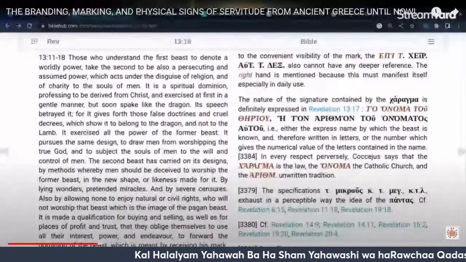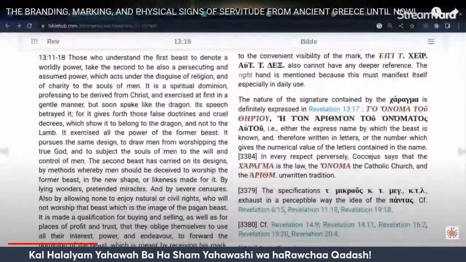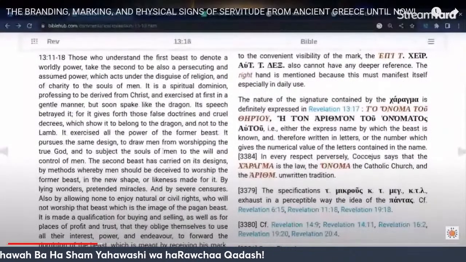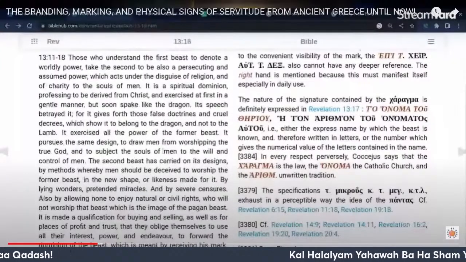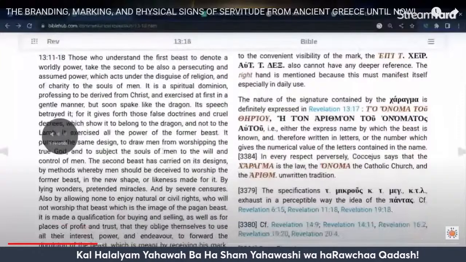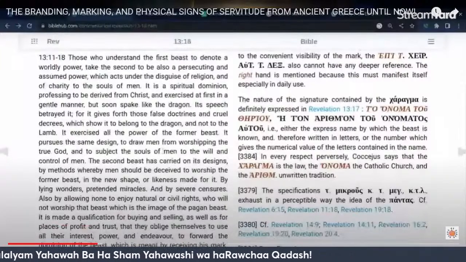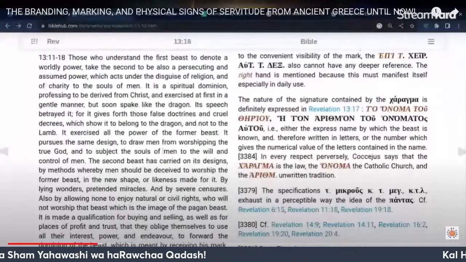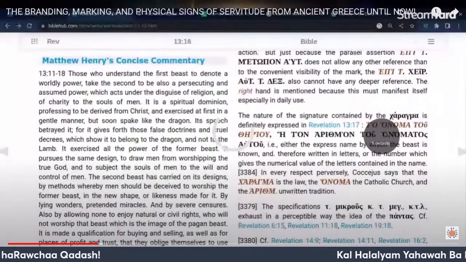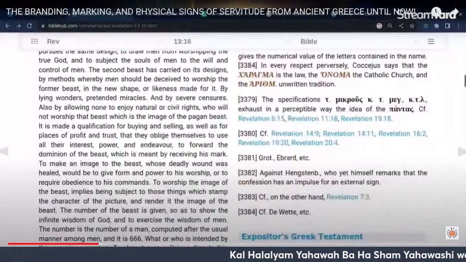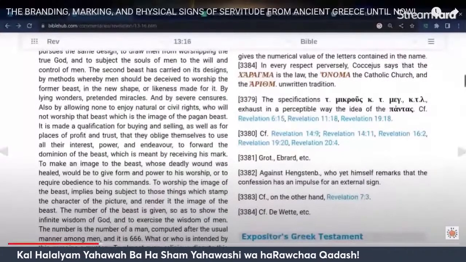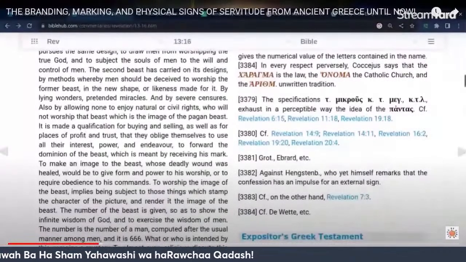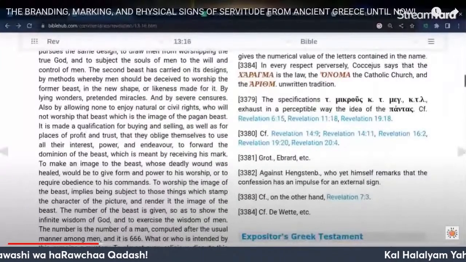Under the leadership of the devil. It says, as well as for places of profit and trust, that they oblige themselves to use all their interest, power, and endeavor to forward the dominion of the beast, which is meant by receiving his mark. Forward his dominion by receiving his mark. That's it. To make an image of the beast whose deadly wound was healed would be to give form and power to his worship, or to require obedience to his commands.